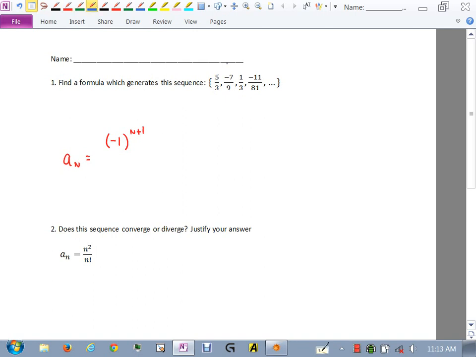So maybe if you squint your eyes hard enough, you'll see 5, -7, 9, -11. And then on the bottom, it would be 3, 9. The next one should be 27, then 81. And look, 9 over 27 is 1/3, right?